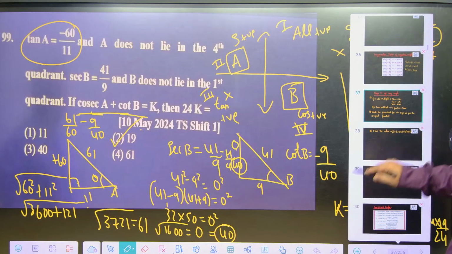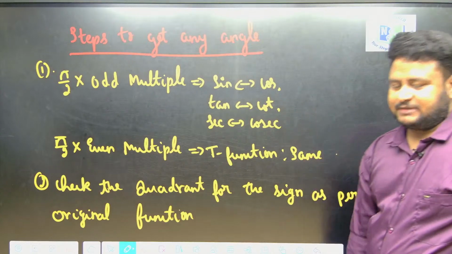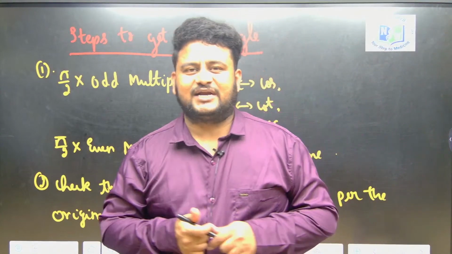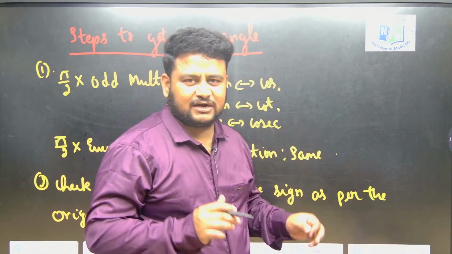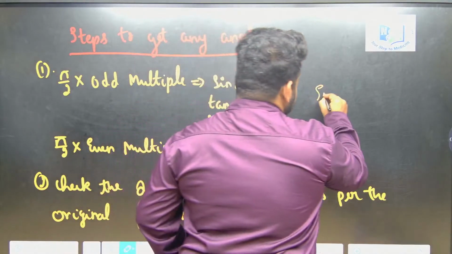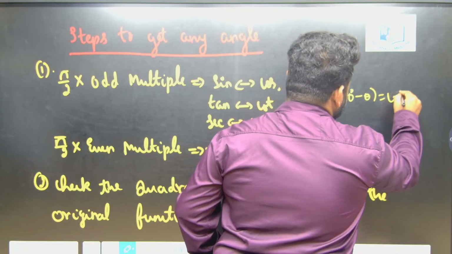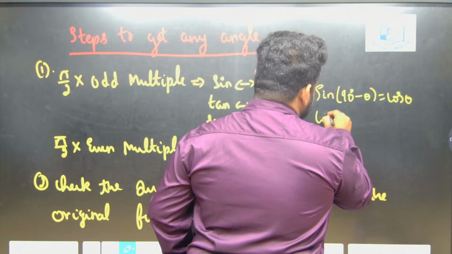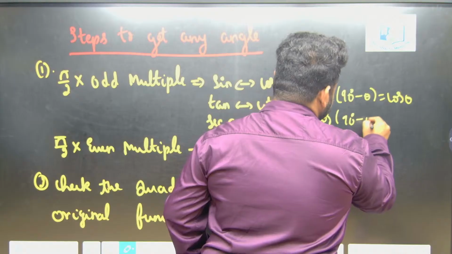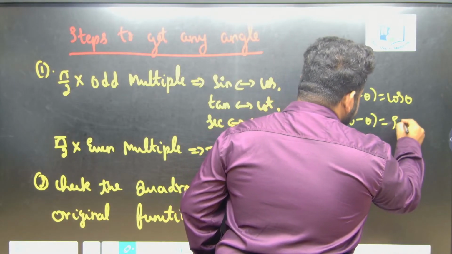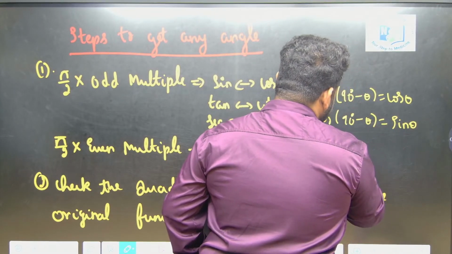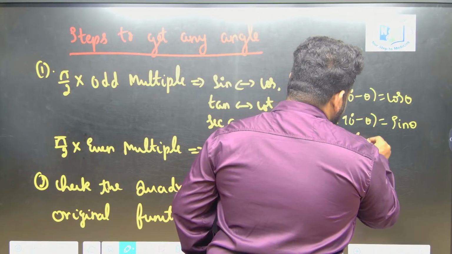Now very important, this concept is highly important, because in 11th standard, see, in 10th standard what did you learn? Complementary angles, that is sin 90 minus theta, you learnt it as cos theta. Cos 90 minus theta, you learnt it as sin theta. Tan 90 minus theta, you learnt it as cot theta.